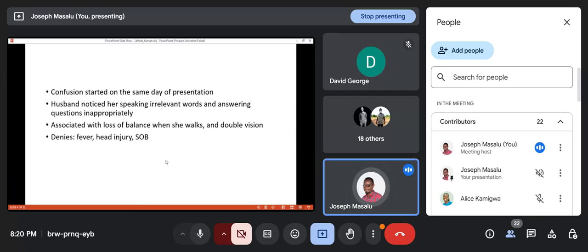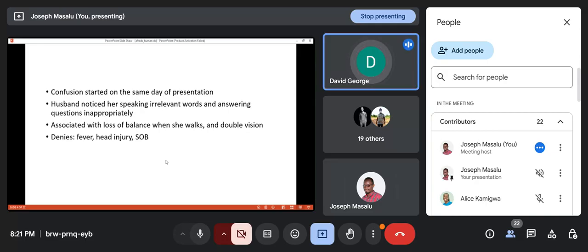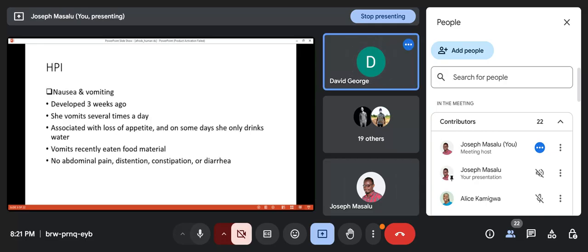Going to the confusion, this started on the same day of presentation, and her husband reports that she's speaking irrelevant words and answering questions inappropriately. And the confusion is associated with loss of balance when she walks and double vision. But she denies fever, head injury, or shortness of breath. That's the HPI. Okay, so can I see the first slide?